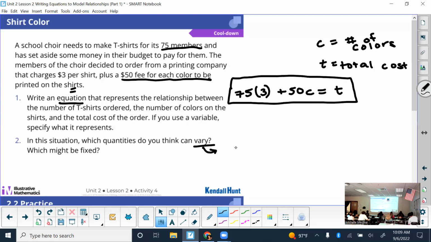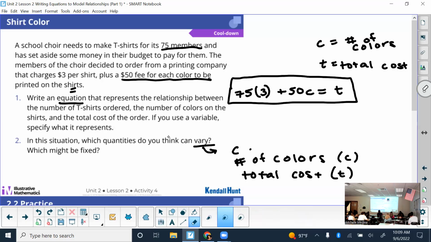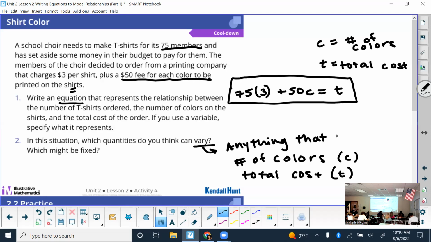The number of colors, so like a C, which is for the number of colors. The T, the total cost, because again, that depends on however many colors I use. Anything else? So basically anything with a variable, I would put that. Anything that is a variable. And vary, that's why we call them variables.